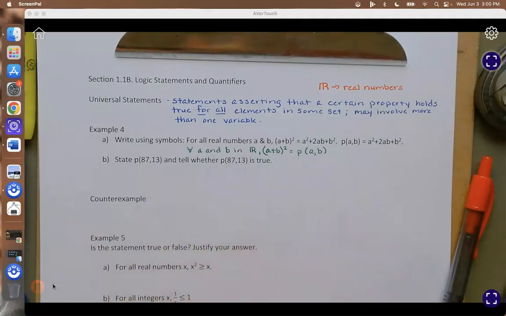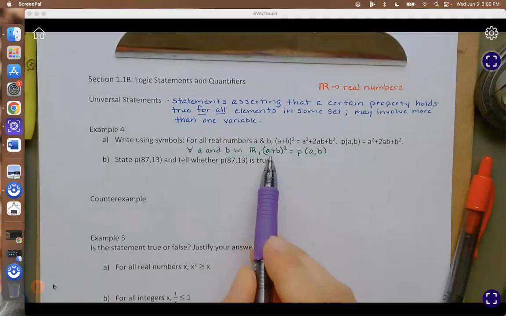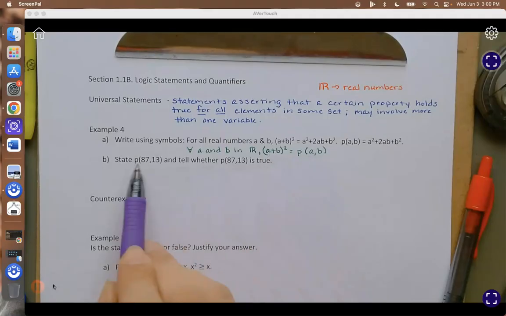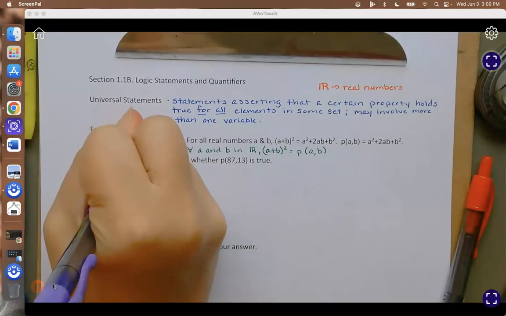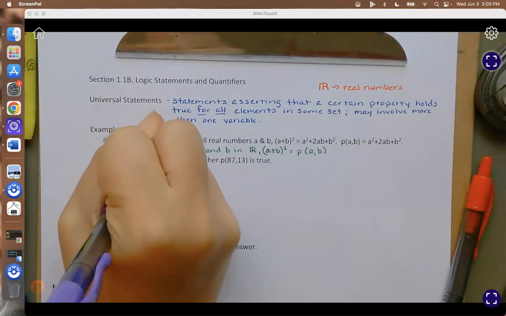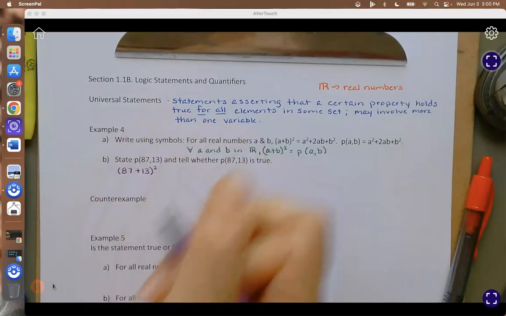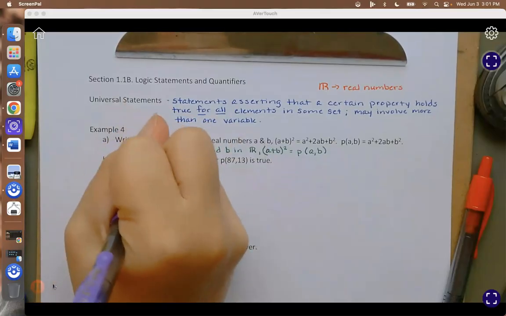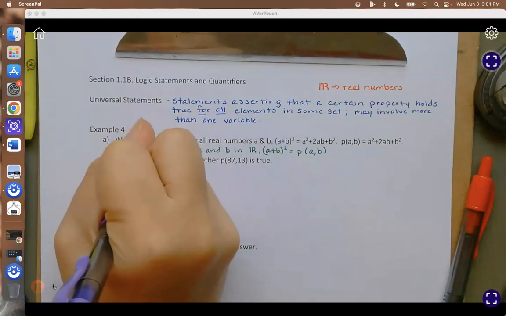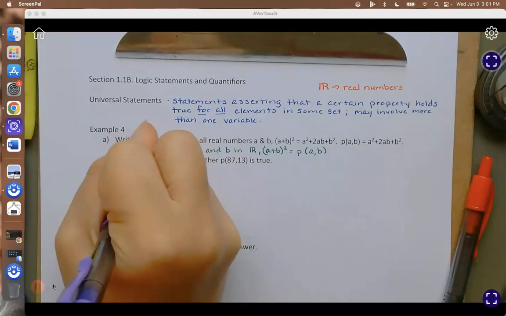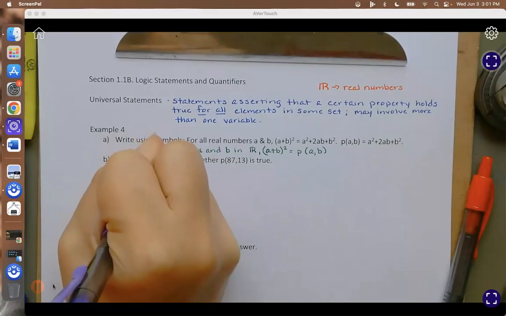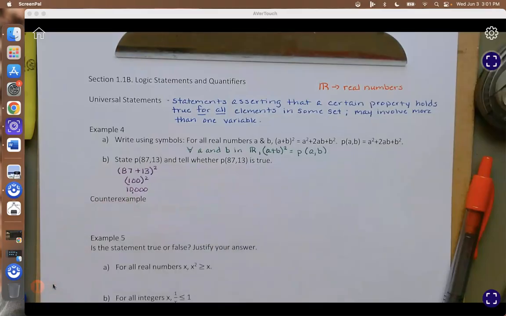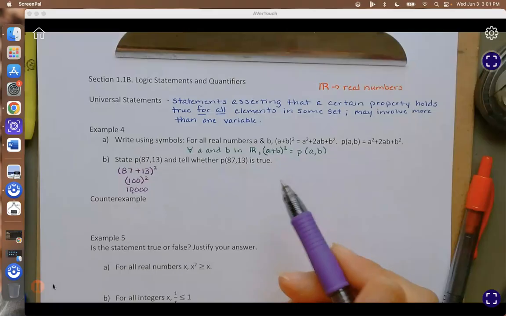whether it's true. All right, so let's see. So it's saying that A is 87, B is 13. So what we're going to do is do 87 plus 13 and square that. So 87 plus 13 is 100. 100 squared is 10,000.